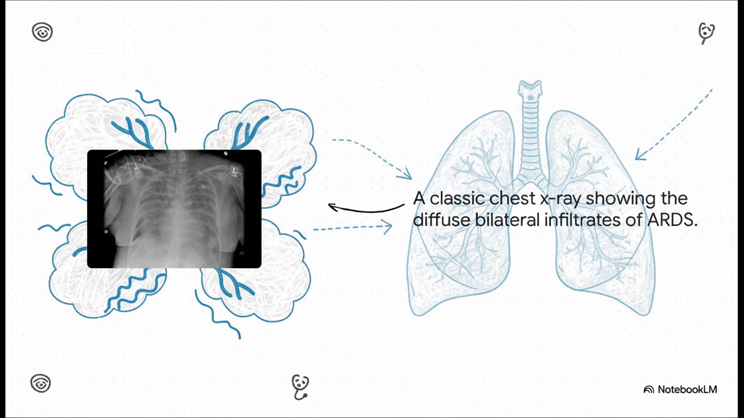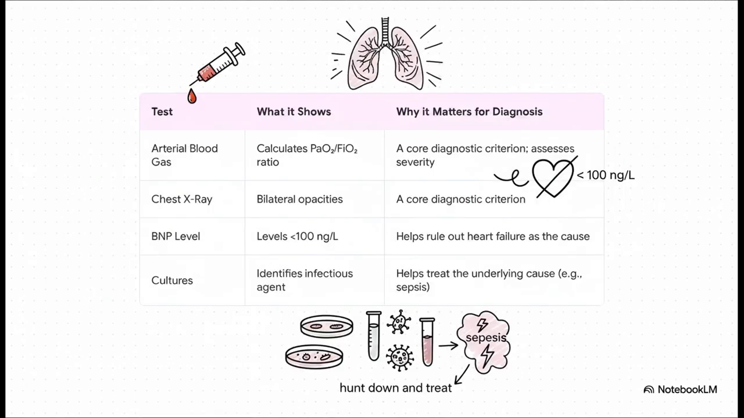And this right here perfectly illustrates that second criterion. This is the classic chest x-ray you'll see in a patient with ARDS. You see those fuzzy bilateral white areas? That classic whiteout look. This isn't just a bit of collapse, it's widespread fluid filling up the air sacs. So this table kind of pulls your initial workup all together.